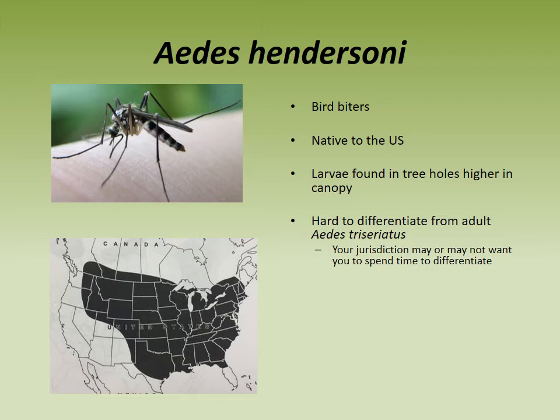Aedes hendersoni are also native to the U.S. They are mostly bird biters. Their larvae will be found in tree holes, but tree holes that are higher up towards the canopy. So if you see a tree hole higher up in the tree and you were to dip it for larvae, presumably you may find more hendersoni than triseriatus. I have not had a lot of luck finding this larva. The larva itself is easier to identify, the difference between hendersoni and triseriatus. Very hard to differentiate from adult Aedes triseriatus, as I said before.